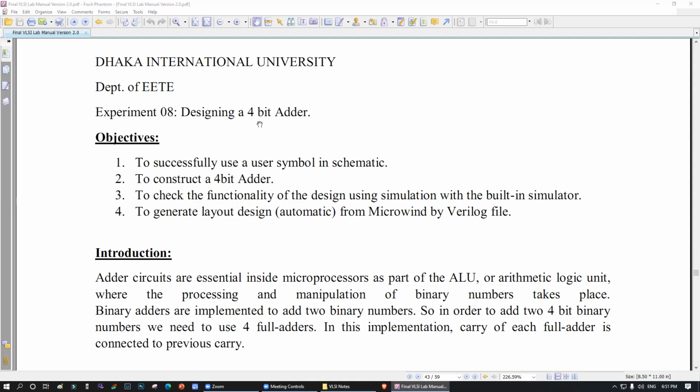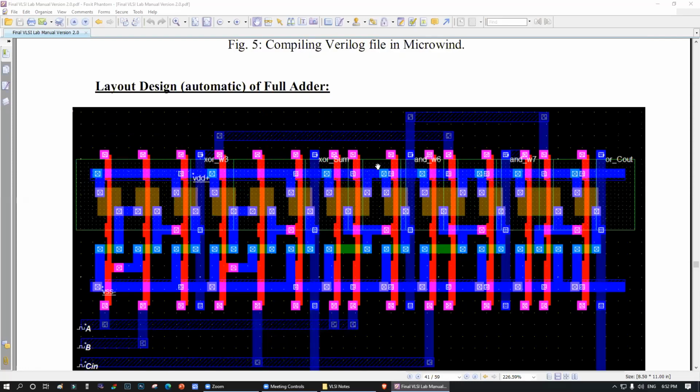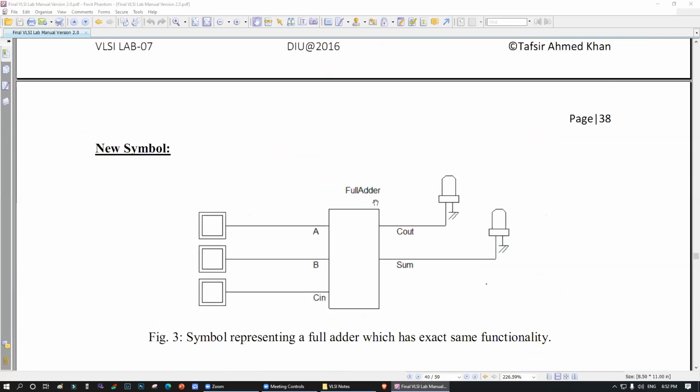See, this is lab number 8, that is designing a 4-bit adder. So we'll be designing a 4-bit adder that can add 2 numbers. Successfully use a user symbol in the schematic. In our lab number 7, we developed one symbol, right? Remember the symbol?